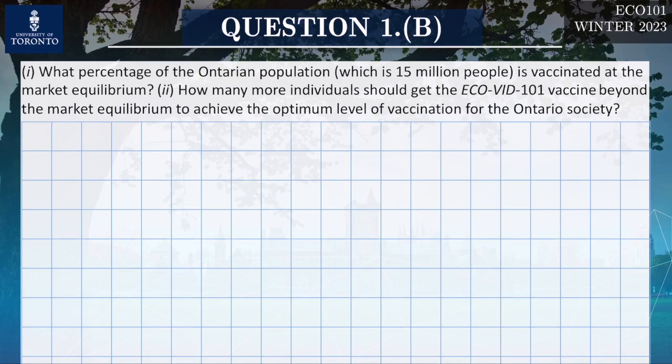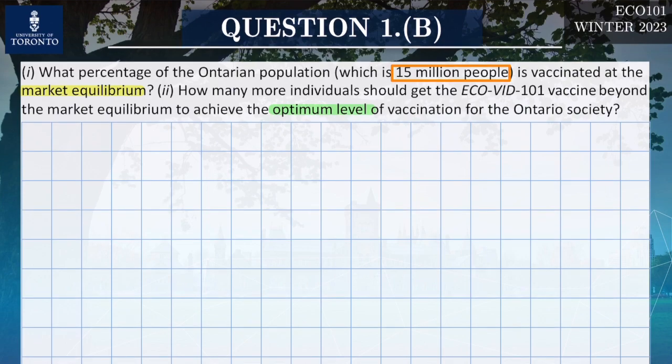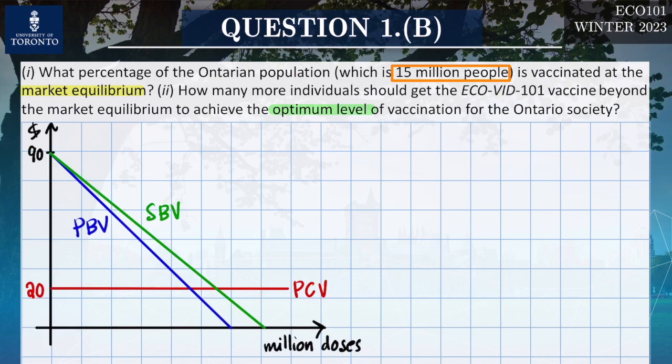All right, so we have here a bit more information. First of all, we know that the total population, so the maximum quantity that we can have in this market, is 50 million people. And we have to find first the market equilibrium and then the optimum level of vaccination, which are two different concepts. So let's do that. Let me first copy the graph that we had before.